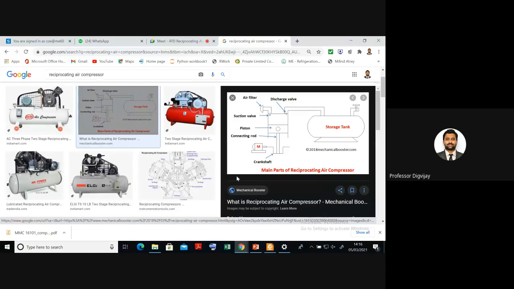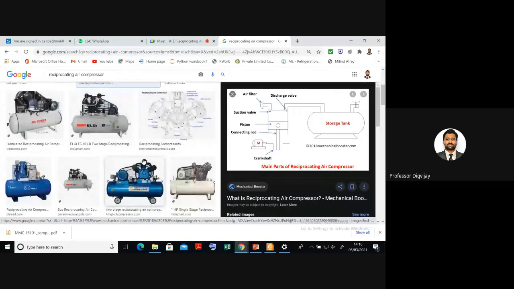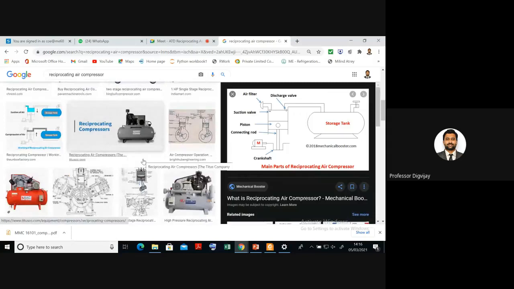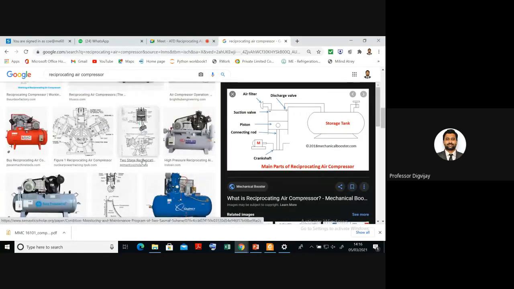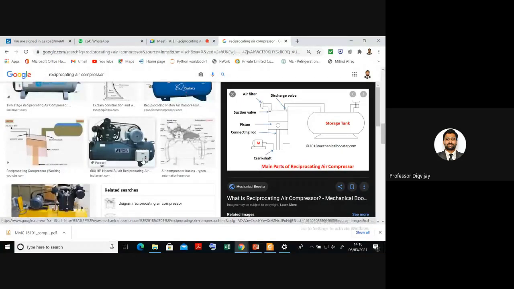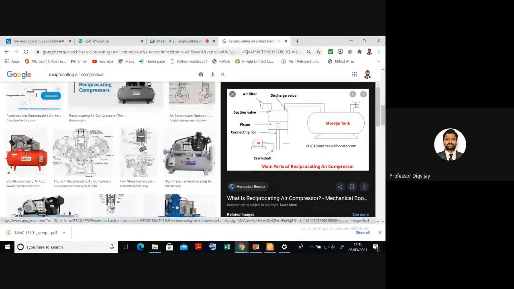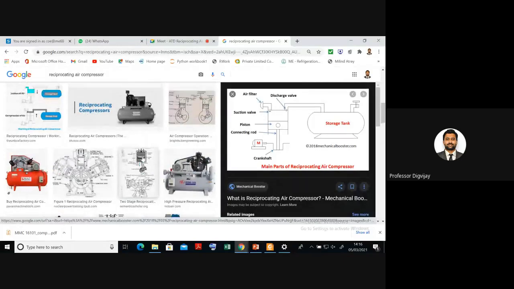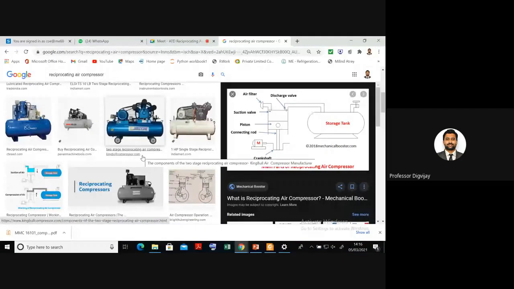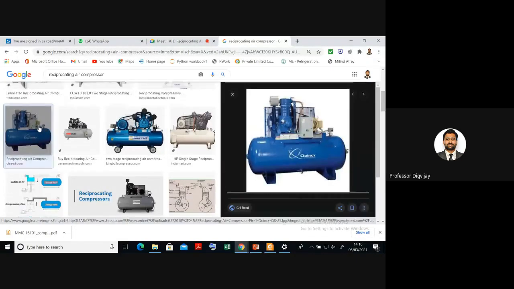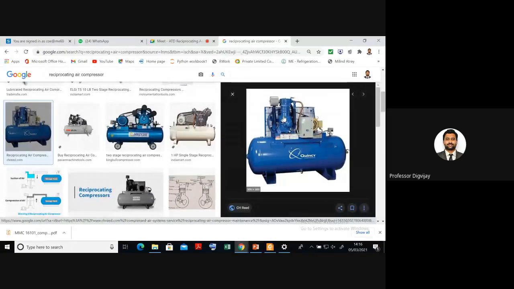These are some commercial reciprocating air compressors you are seeing on the screen. Most of them are multi-stage compressors. I cannot see any single stage compressor among them. Why we refer to single stage and multi-stage compression, we will also see in the later part of the chapter. I think this one is a single stage. Yes, this is a single stage, single acting reciprocating air compressor.